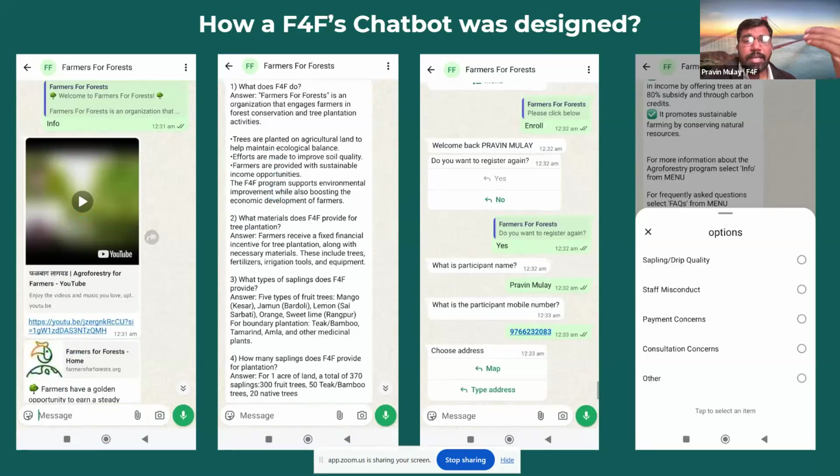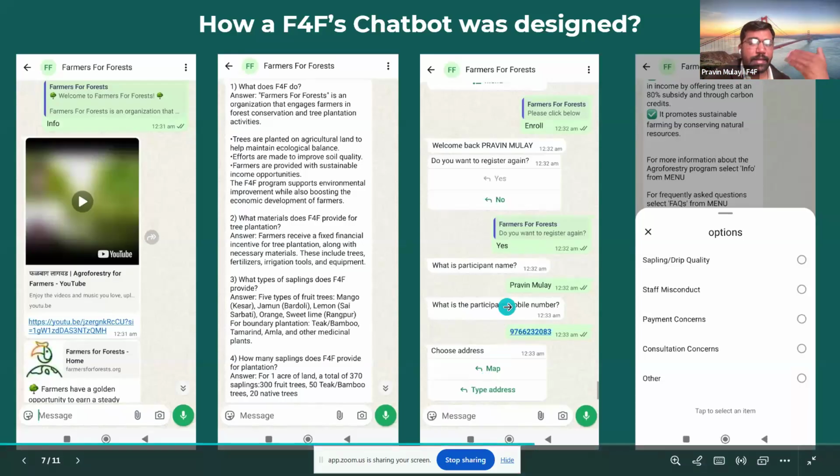So in the enrollment, they can enter their name, their contact number, their address or location, how much area they have, how much area they want to do the plantation on, and which trees they want to plant. So all of these questions, our field team previously used to ask them and fill the form, but now farmers have started enrolling in the program themselves.